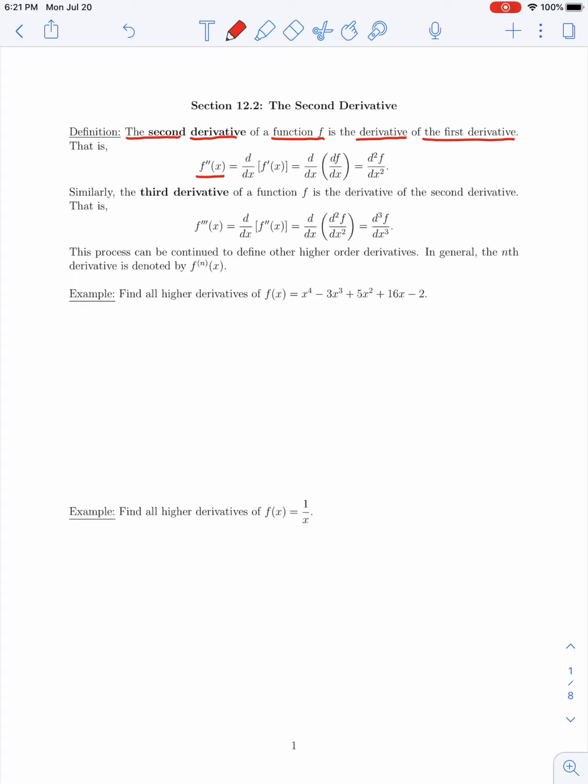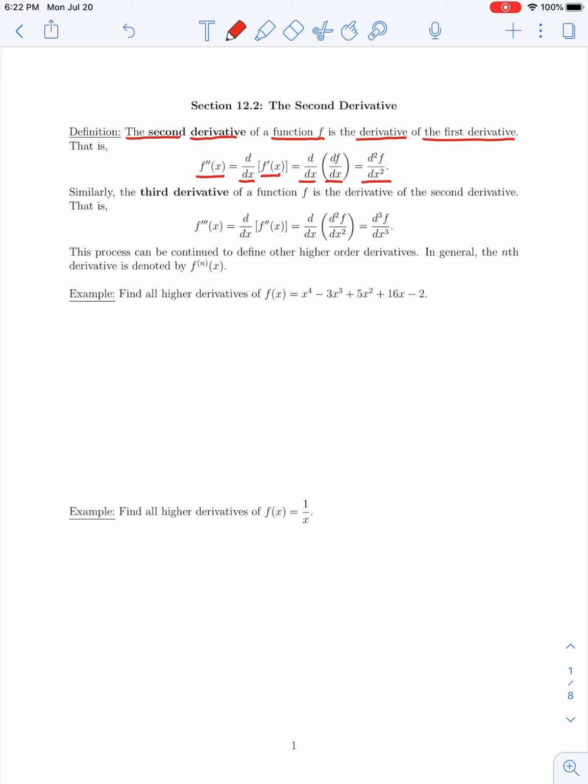Or, using Leibniz notation, we are differentiating the function f prime of x, so that is differentiating the function df/dx. We could also rewrite this notation as d squared f over dx squared. So these are two different notations we could use for our second derivative.